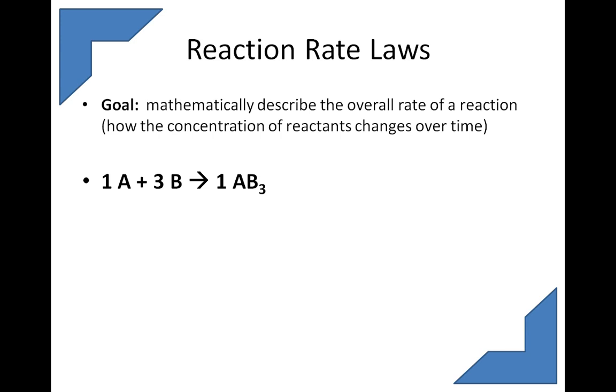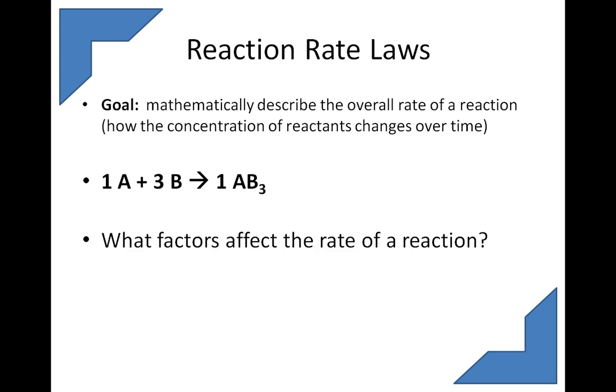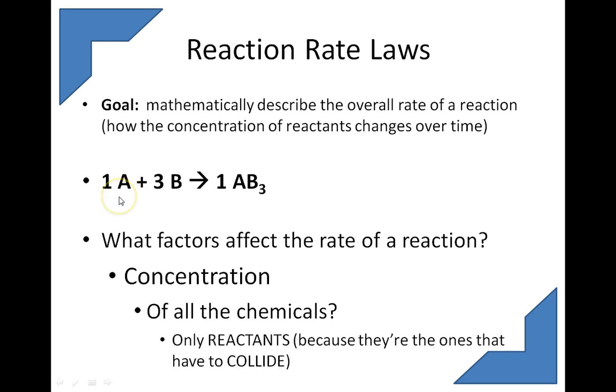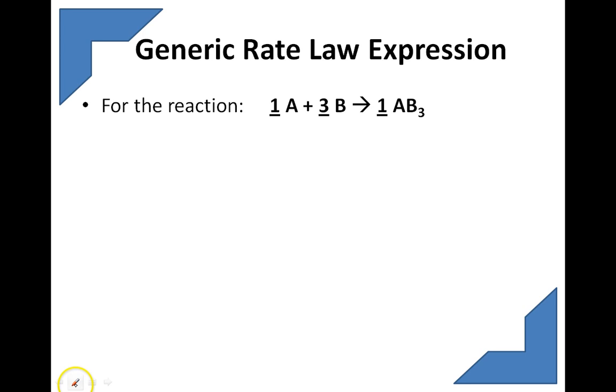Now, let's think about this. What factors are going to affect the rate of reaction? Well, we've talked about 5, but the one we want to hone in on today is concentration. Now, does the concentration of all the chemicals matter? Well, no, because collision theory says only the reactants have to collide with each other. So the only thing we're going to care about in terms of writing our rate law expression are the reactants. The product does not matter at all.